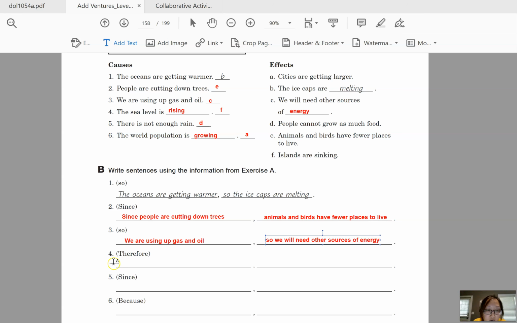Okay, and then number 4, therefore needs to come at the end, yeah. So after the main clause, but it's going to be another sentence. Okay, so we can say the sea level is rising. Okay, and then we end it here. As you can see, there's a period. And then we start a new sentence. Therefore, islands are sinking.